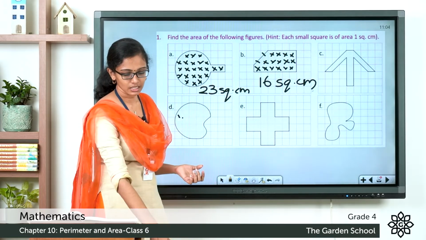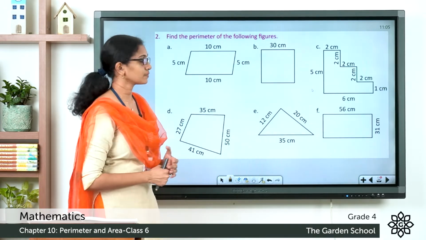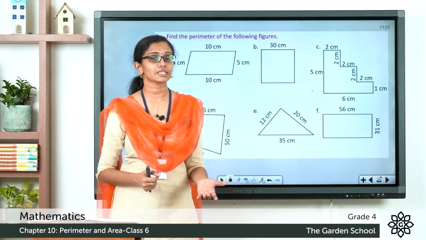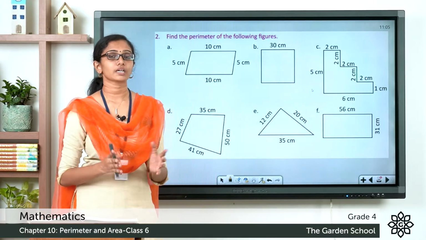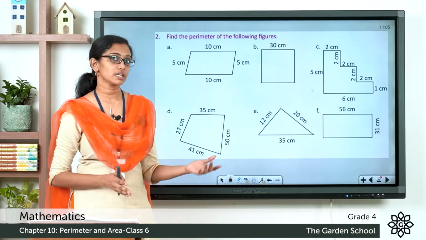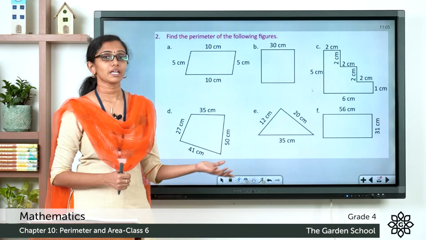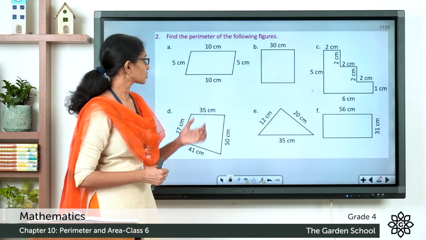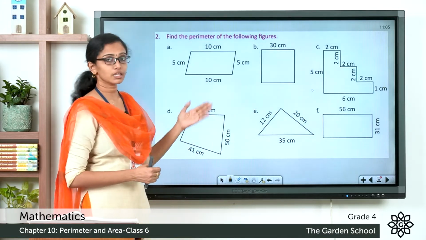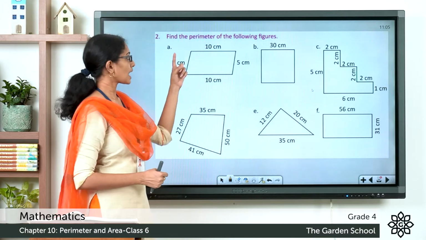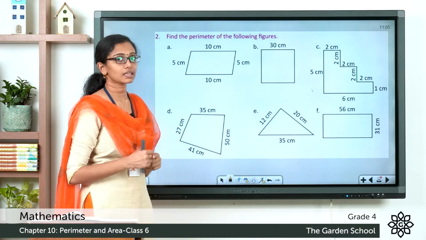Now the second question, find the perimeter of the following figures. So what is perimeter? Perimeter is the length of the boundary of a closed figure. And we have seen how to find out the perimeter of some polygons. So the first figure here, the measurements are all given. So how do we find out the perimeter of this figure? Just add up all these lengths and you'll get the perimeter.